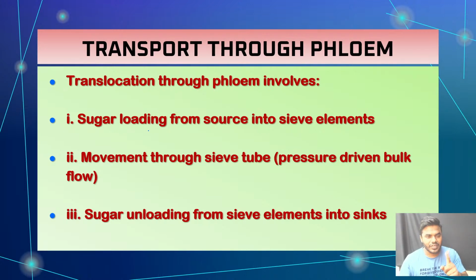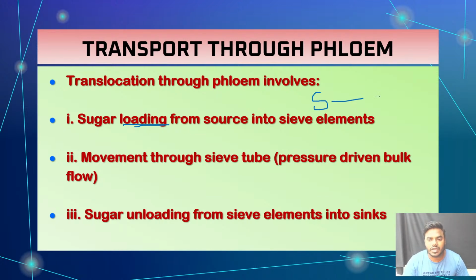Everyone listen to me. The first step, sugar loading. Just imagine house shifting. First we will load all our goods onto the lorry. First step is what? Loading all our goods onto the lorry. Second step, the lorry will transport from our old house to the new house. So the second step is transport. What will be the third step? Of course, once we reach the new house, we will unload everything. Same here: just replace the lorry with the sieve tube element of the phloem, replace the goods with the sugar. That's all.